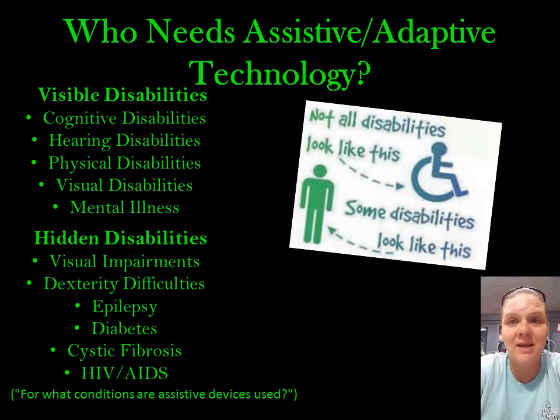So with these hidden disabilities, you have visual impairment such as myself. You have dexterity difficulties such as with limb loss or paralysis, epilepsy, diabetes, cystic fibrosis, sickle cell disease, HIV even. All of these are hidden disabilities. Unless you know the person, you would never know there was anything wrong with them.